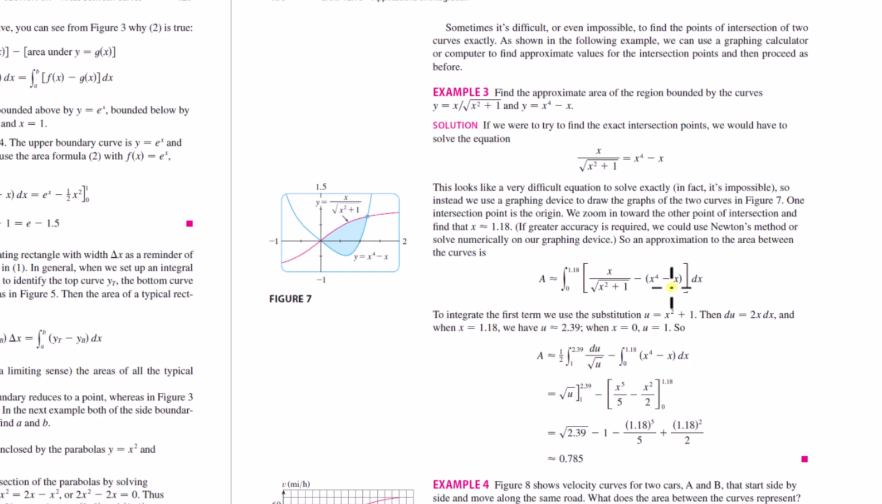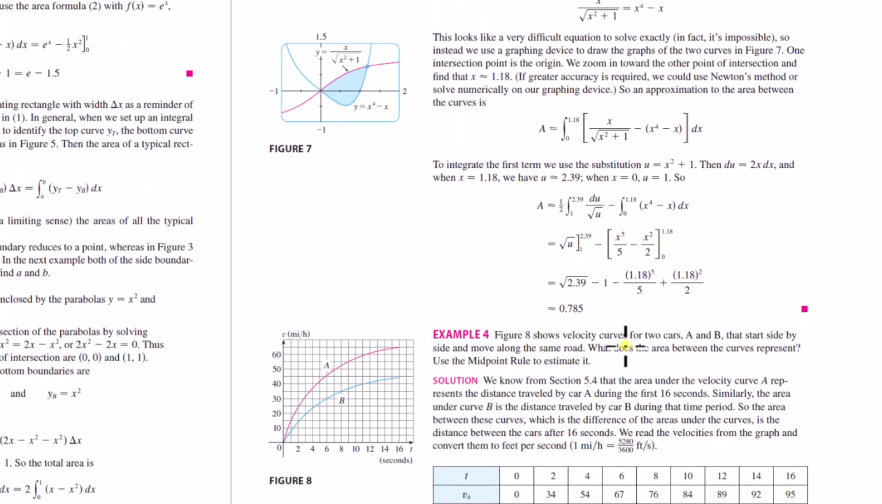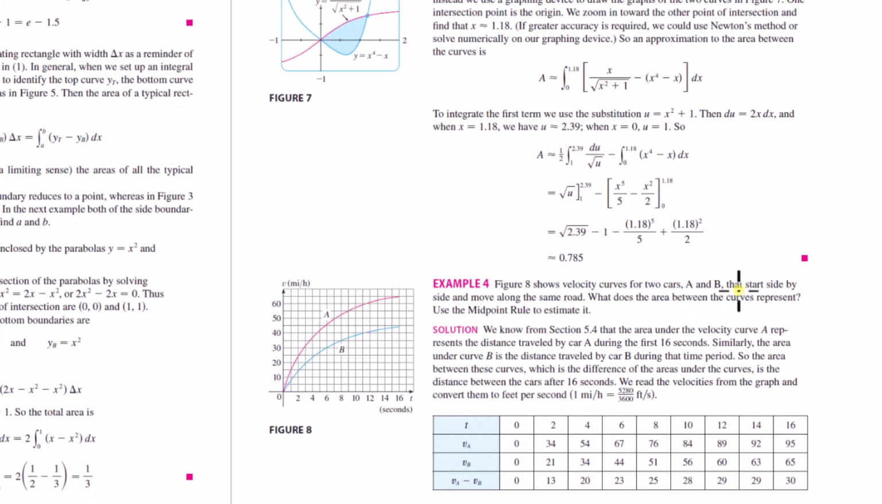You just subtract the 2 functions to get the area between these 2 points, A and B, and that's the area of the region bound by the 2 curves. Okay, here it says this figure shows velocity curves for 2 cars, A and B, that start side by side and move along the same road. What does the area between the curves represent? Use the midpoint rule to estimate it.